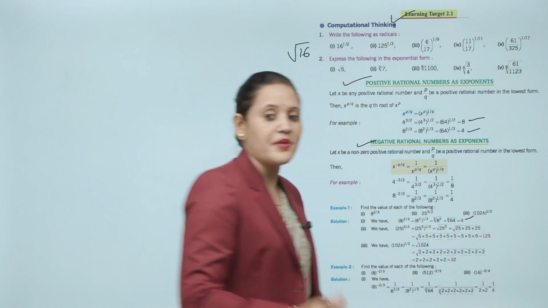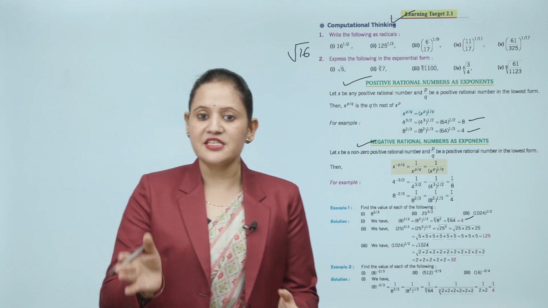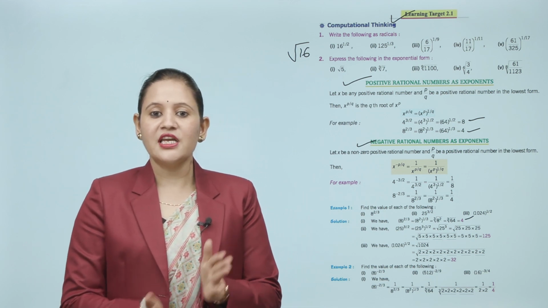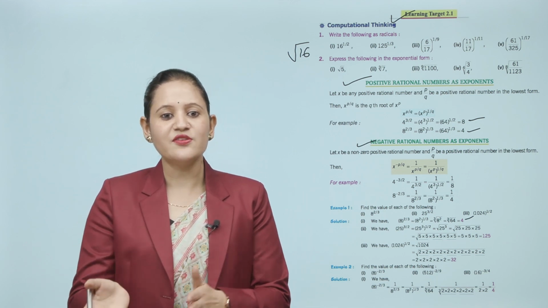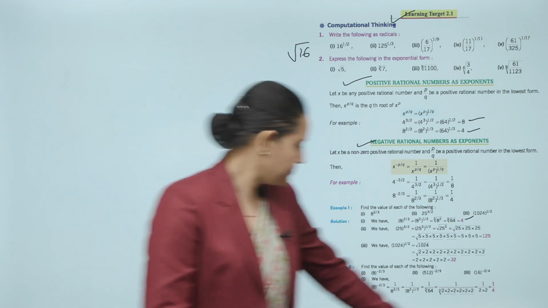Means 4 multiplied by 4 multiplied by 4 that is equals to 64. So we can write the cube root of 64 as 4. Clear?